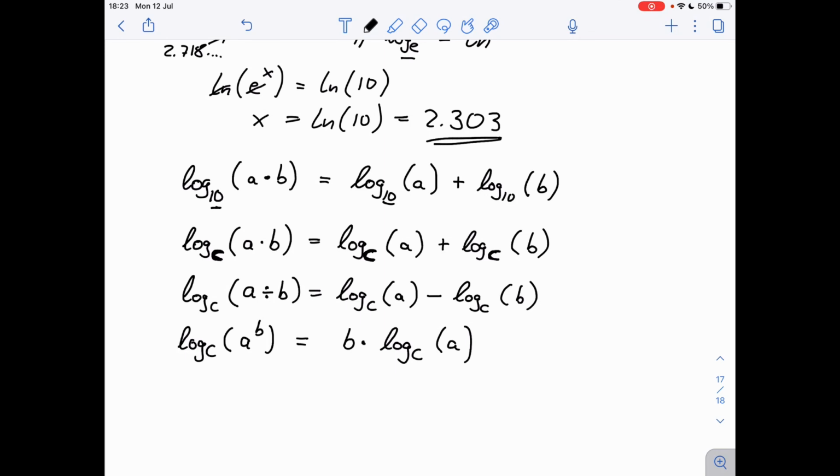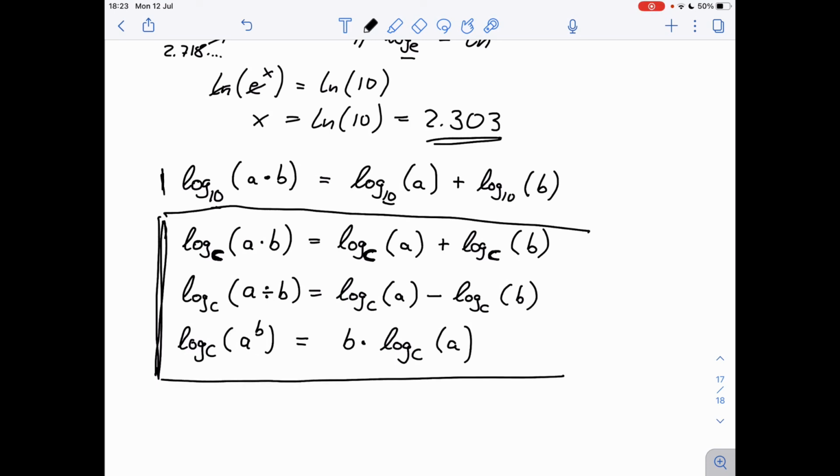So we don't really need to learn any new rules. What applied and worked for log 10, these rules also work for basically any base that we can think of, and the base doesn't even have to be a whole number. It can be, like we have seen, 2.718.